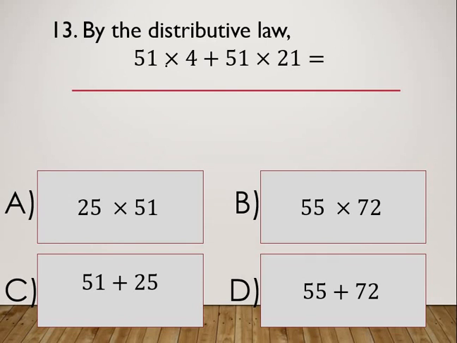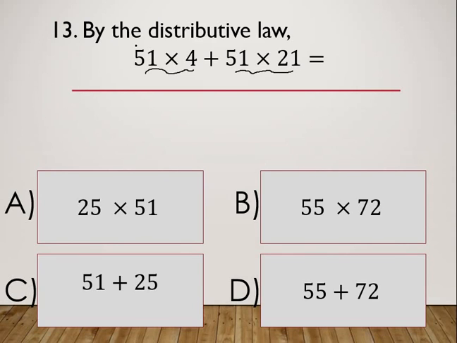All right, by distributive law, we have 54 times 4 plus 51 times 21. How are we going to do that by distributive law? How will we work this out? Well, by distributive law, what we want to do is to factorize what's common. So look at this and look at this. We have a plus sign in between. So we want to factor out what's common in the product here.